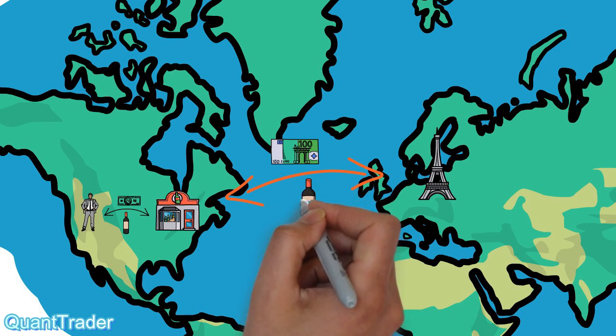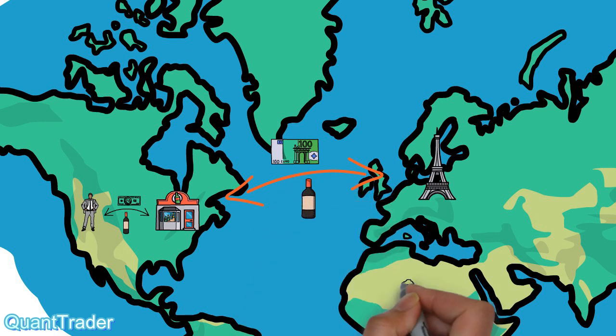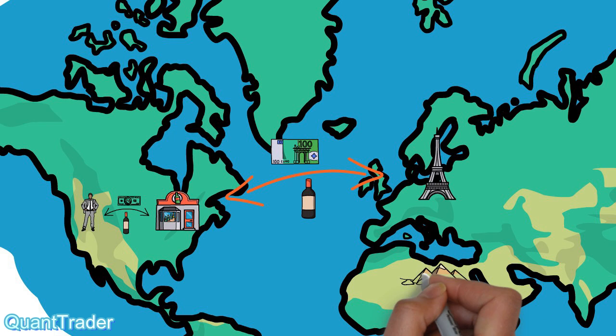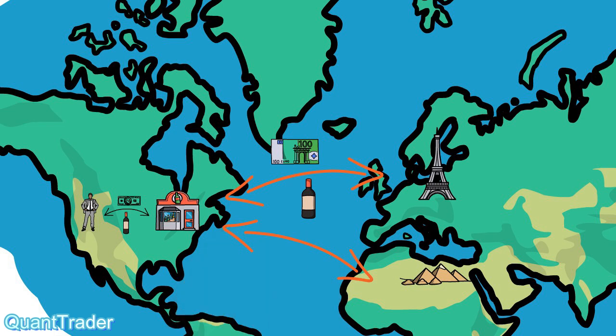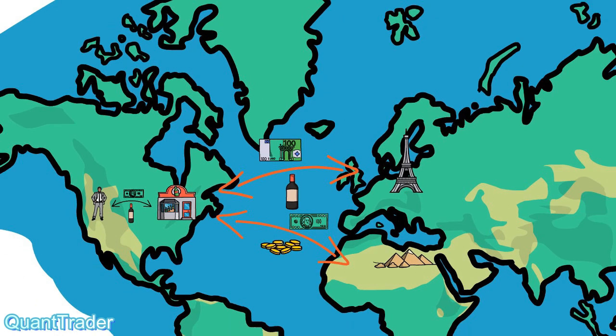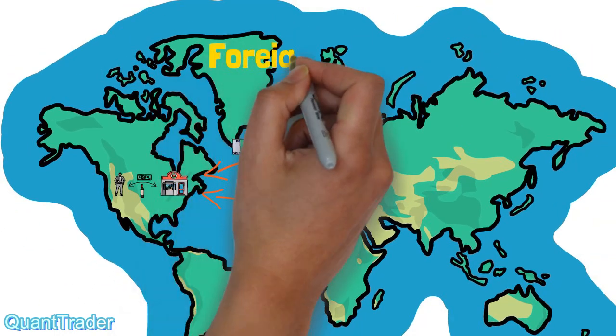Another example, if we want to go to Egypt and see the pyramids, we need to exchange our US dollars to Egyptian pounds. And if we haven't spent them all during the trip, we need to change them back to US dollars. All those exchange operations are part of the foreign currency exchange process.